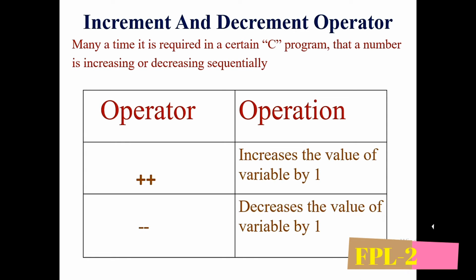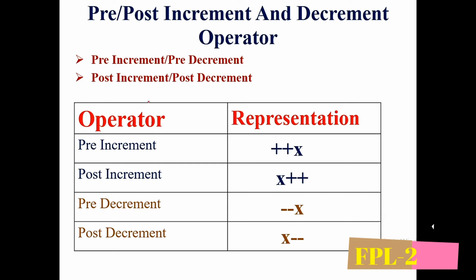0.285714. So the next operators, unary operators, are increment and decrement operators. Many times it is required in a C program that a number is increasing or decreasing sequentially, means one after another. So plus plus means increase the value of the variable by 1, and minus minus decreases the value of the variable by 1.